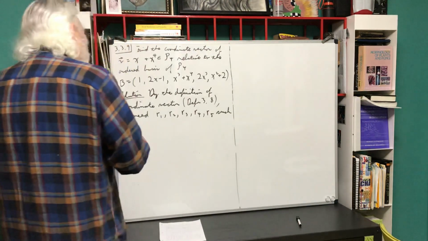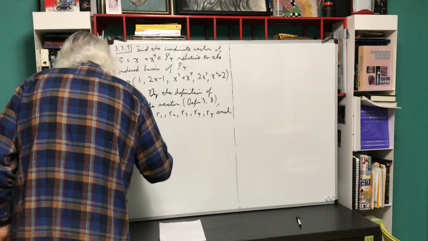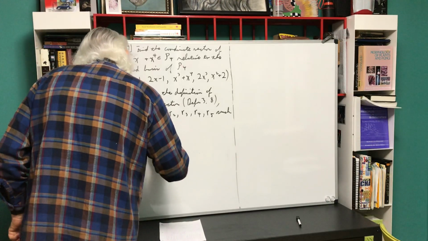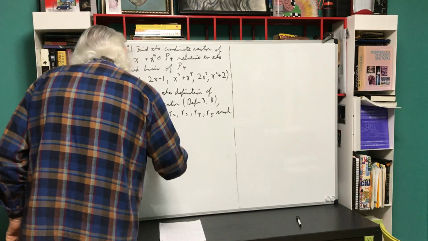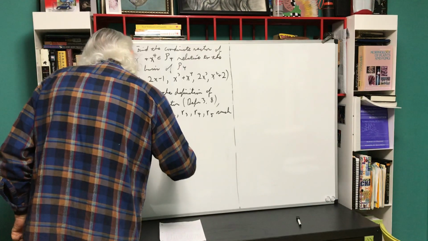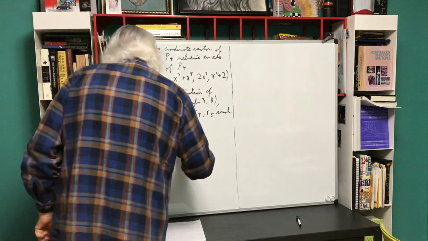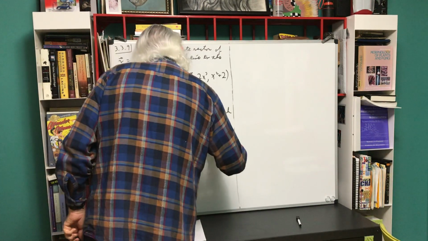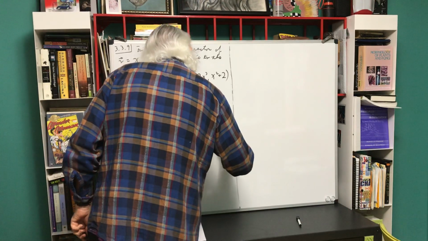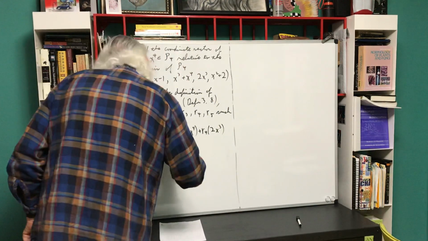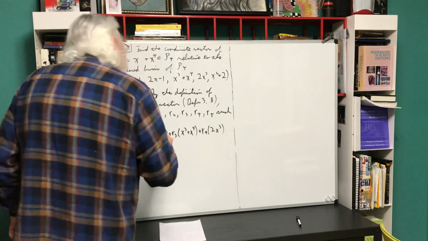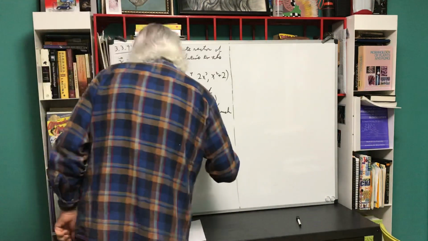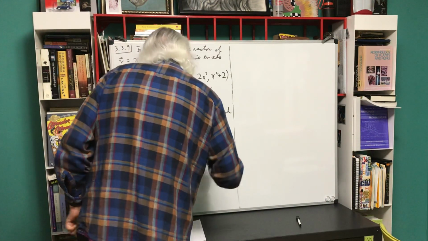So we want a linear combination: R1, the coefficient, times the first function, simply the polynomial 1, plus R2 times the second function, 2x minus 1, plus R3 times the third function, x cubed plus x to the fourth, plus R4 times 2x cubed, plus R5 times the last function, x squared plus 2, and we want that to equal x plus x to the fourth.